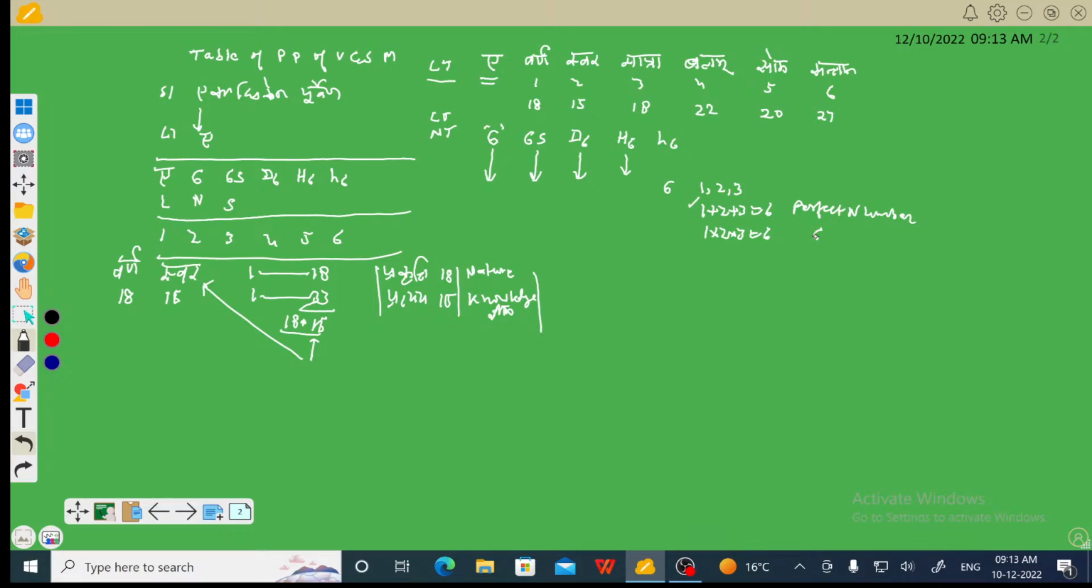First is 6, second is 28, and 496, then 8128. These are the first 4 perfect numbers. So this number is the first number. This is the uniqueness. Further, it is the only perfect number in which 1 plus 2 plus 3 is equal to 1 into 2 into 3, meaning the sum and product of the proper divisors are equal. It is only in respect of this very number.